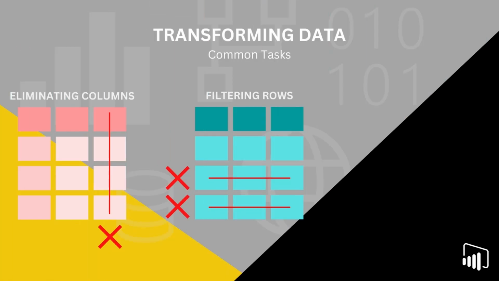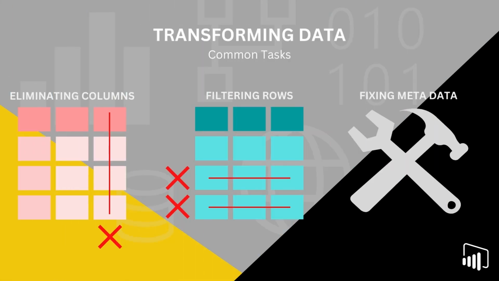Another common task is to filter rows, which you would do for the same reason as eliminating columns. That is, you filter rows when you don't need all the data. Power BI supports both simple and complex filters. A simple filter has just one rule defining what to keep or remove, whereas a complex filter has multiple rules using and/or logic for a more specific definition of what to keep or remove.